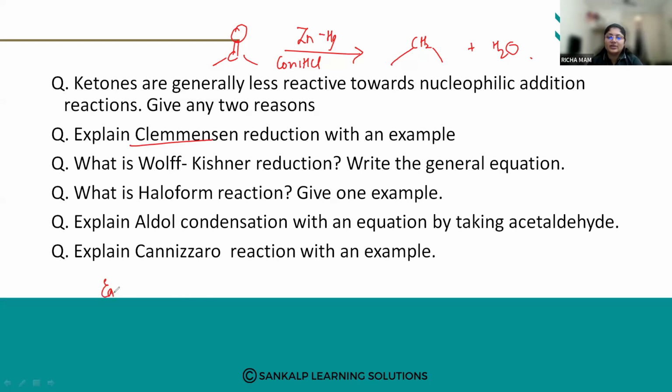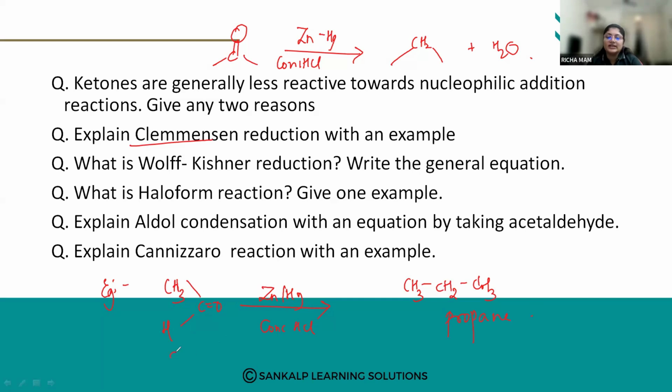Now I will give you the example. In the general reaction, if I take propanone, both the R groups are CH3. Take propanone and do zinc amalgam and concentrated HCl. What am I going to get? I'm going to get CH3 CH2 CH3, propane.